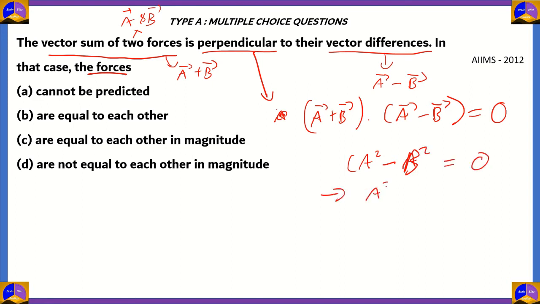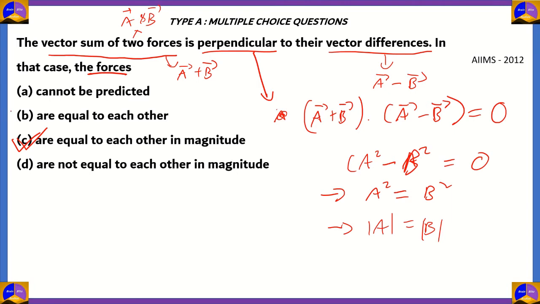So that means A square will be equal to B square. Taking square root on both sides, modulus of A is equal to modulus of B. So both their magnitudes are equal. So option C, are equal to each other in magnitude, is the right answer.